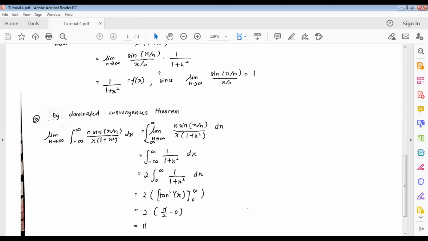Okay, so I think that is correct. The steps are correct. You just need to check the integral, that's arctangent. Yeah, it's pi. Right. So the trick is to find the function g, the dominating function. It turns out this dominating function is 1 over 1 plus x squared, and it's definitely integrable to arctangent.